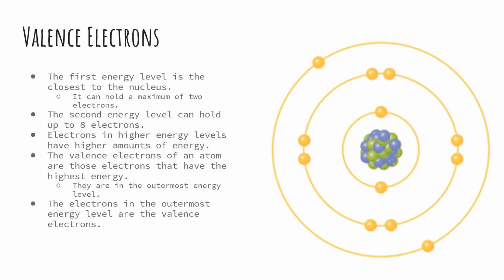Valence electrons. The first energy level is the closest to the nucleus. It can hold a maximum of 2 electrons. The second energy level can hold up to 8 electrons. Electrons in higher energy levels have higher amounts of energy. The valence electrons of an atom are those electrons that have the highest energy. They are in the outermost energy level. The electrons in the outermost energy level are the valence electrons.